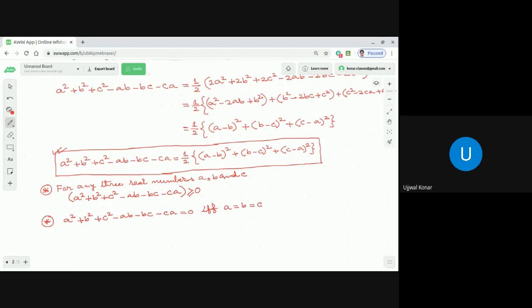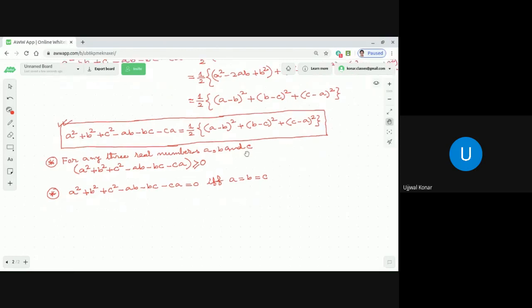Or, to avoid any confusion, let's apply one thing: A equal to B equal to C equal to K. Let's see what value we are going to get. Let me use a different color. What I'm saying is that we are going to apply the value of A equal to B equal to C equal to K. Then what are we going to get?